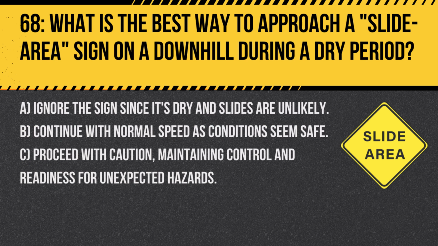Question 68. What is the best way to approach a slide area sign on a downhill during a dry period? A. Ignore the sign since it's dry and slides are unlikely. B. Continue with normal speed as conditions seem safe. C. Proceed with caution, maintain control and readiness for unexpected hazards. Answer. C. Proceed with caution, maintaining control and readiness for unexpected hazards. Slide areas can be unpredictable and require careful navigation even in dry conditions.